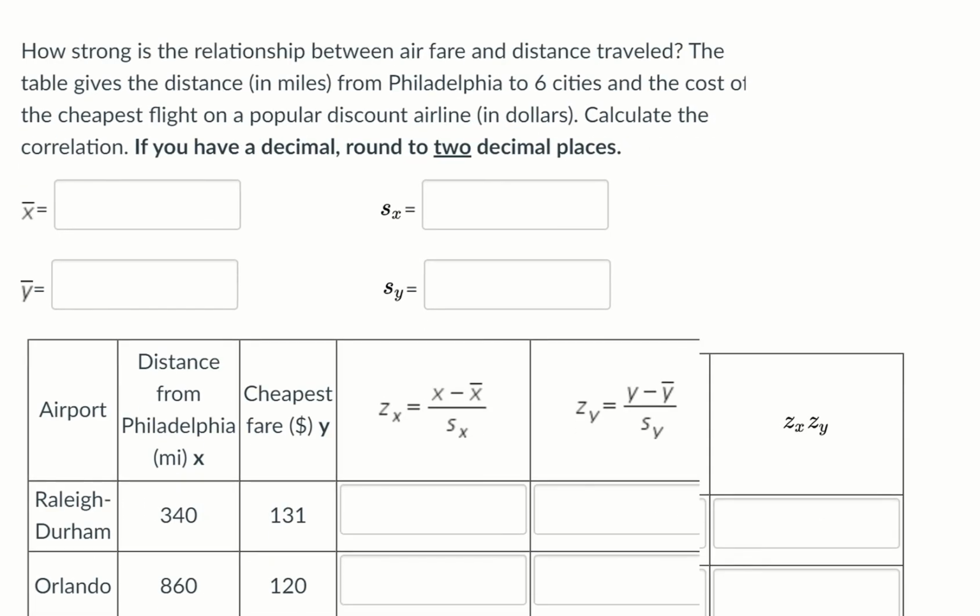All right, how strong is the relationship between airfare and distance traveled? The table gives the distance in miles from Philadelphia to 6 cities and the cost of the cheapest flight on a popular discount airline. Calculate the correlation. If you have a decimal, round to 2 decimal places.